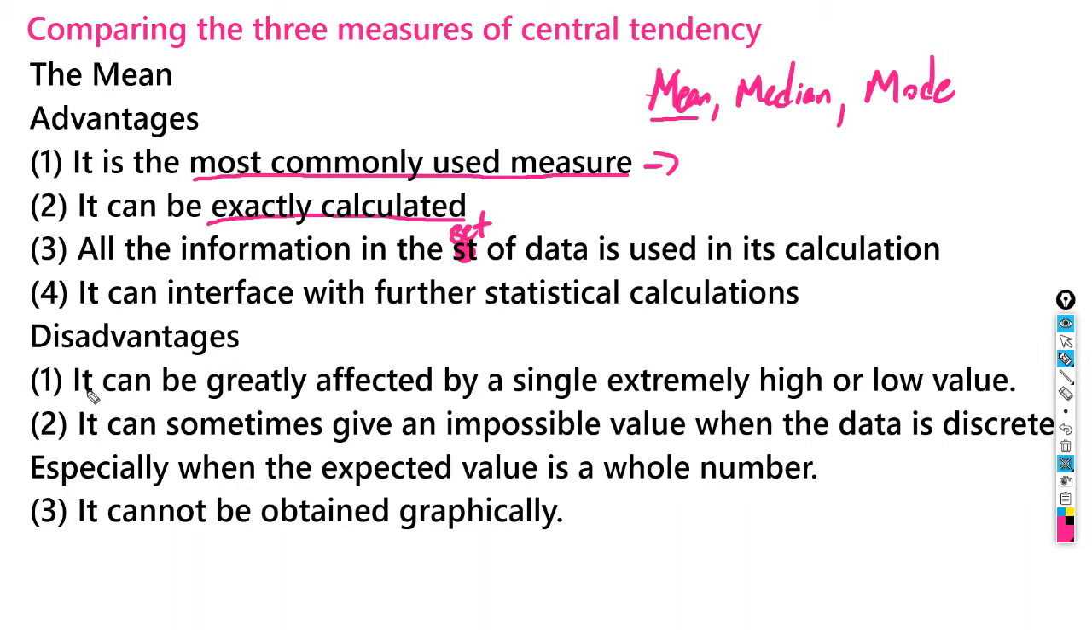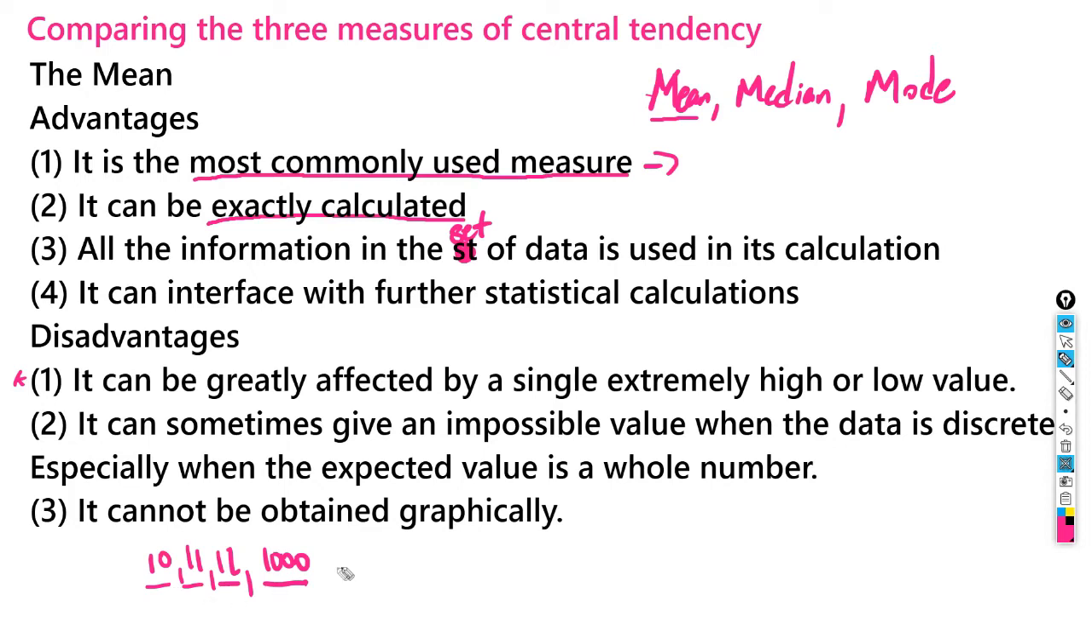And the disadvantages is that it can be greatly affected by a single value extremely low or high. And that's very true. Let me use an example for that. Let's say you have numbers 10, 11, 12, and then all of a sudden you have 1000. That's just going to totally change the mean. Let's say you just had these three numbers first, and another person comes in with 1000. That's going to drastically change the mean.